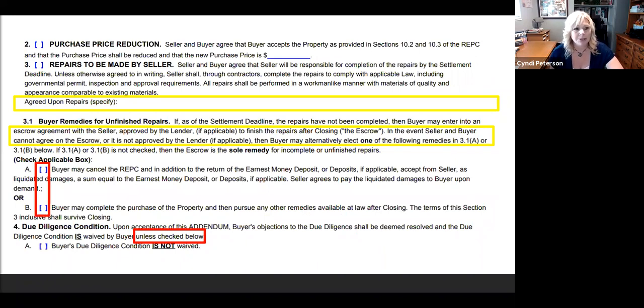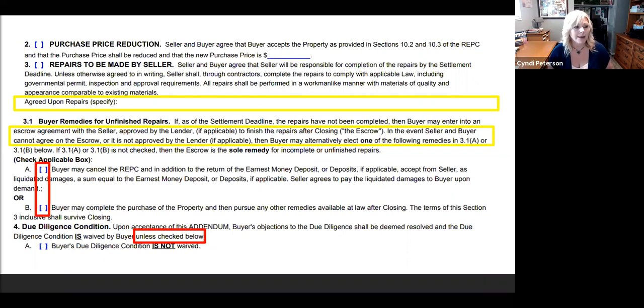So if they just want them to reduce the price, a lot of times, if they're doing repairs or addendums and they come back, they just put their new purchase price to be X amount. What I like about this is it's spelled out, and it's talking about what it's being reduced for, and it's typically going to be reduced for any kind of due diligence that the buyer found to not be acceptable. So seller and buyer agree that the buyer accepts the property as provided in section 2 and 3, and the purchase price shall be reduced, and that the new purchase price will be blank. So that's a spot you could do that basically on due diligence.